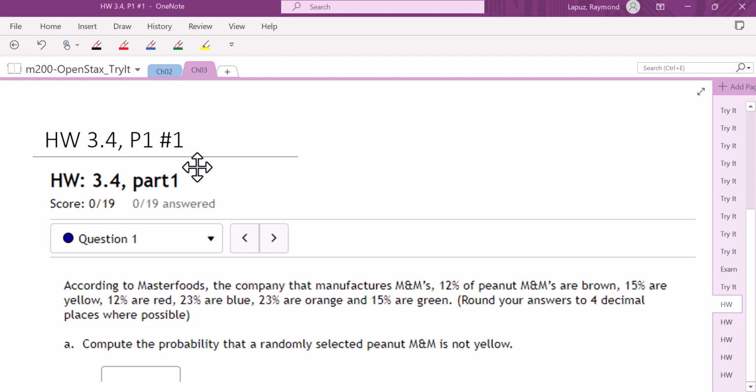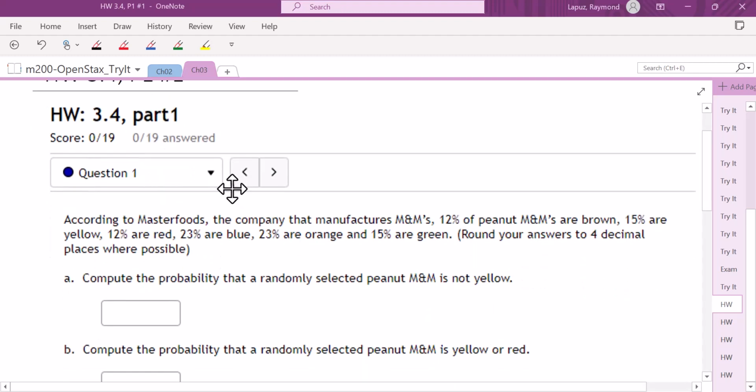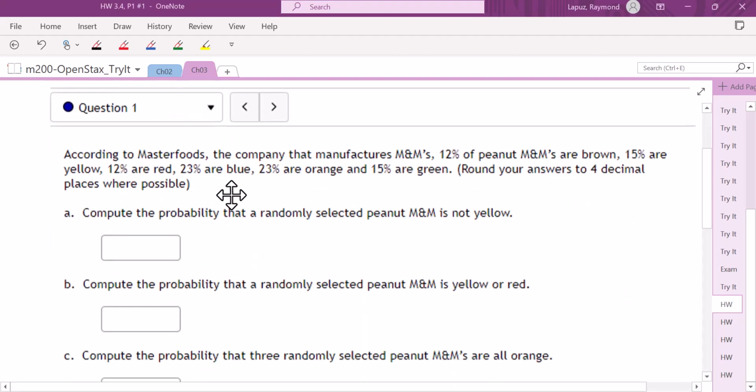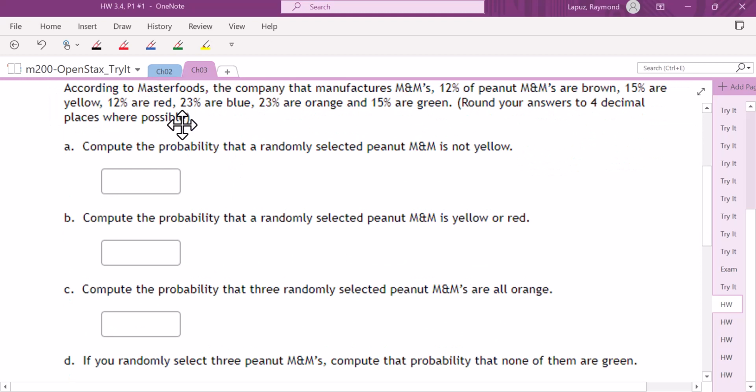My name is Lapuz. In this video, we will take a look at a homework problem from section 3.4, number 1. Here it says, according to Master Foods, the company that manufactures M&Ms, 12% of their peanut M&Ms are brown, 15% are yellow, 12% are red, 23% are blue, 23% are orange, and 15% are green. They want us to round our answers to 4 decimal places when possible.